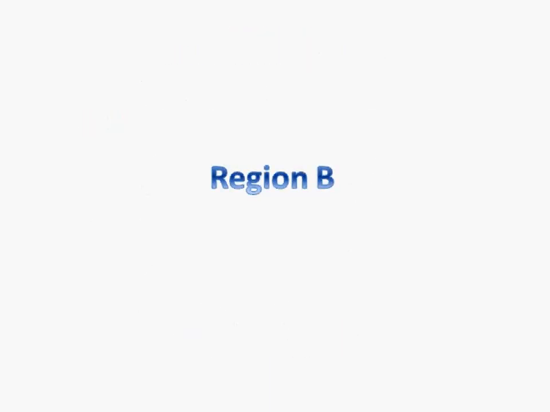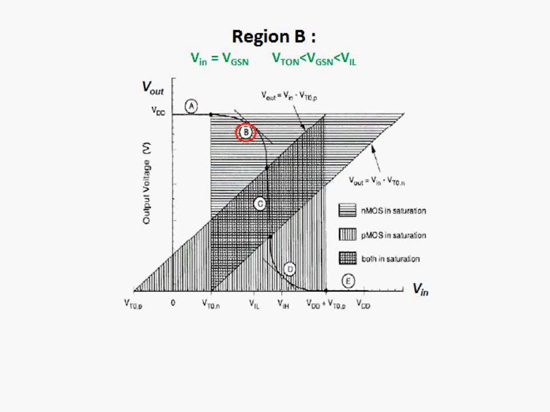Region B. Based on the voltage transfer characteristic curve, the inverter's input voltage is greater than the threshold voltage of the NMOS transistor, but less than or equal to VIL. Therefore, the region in green indicates the NMOS gate source voltage.